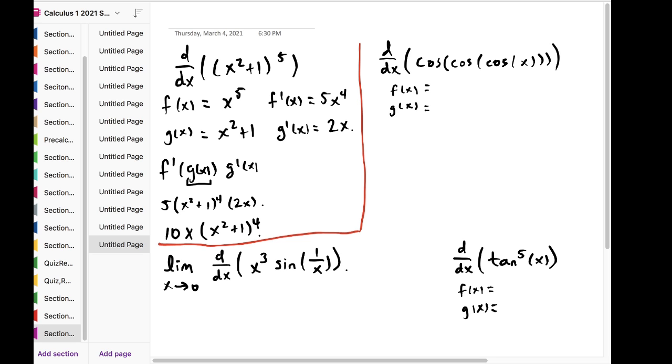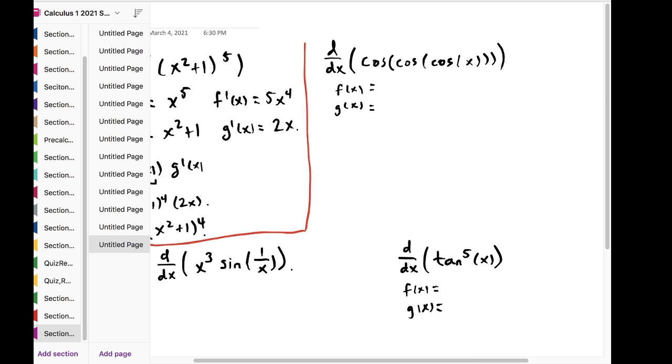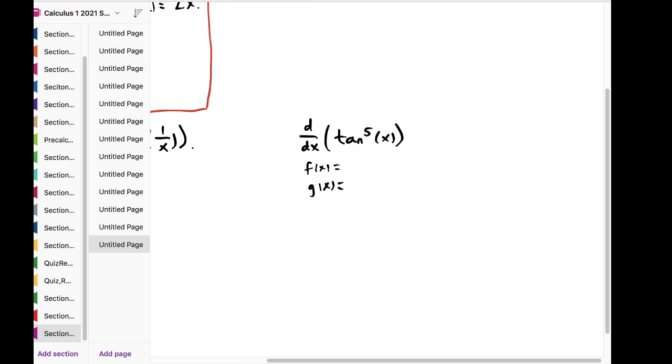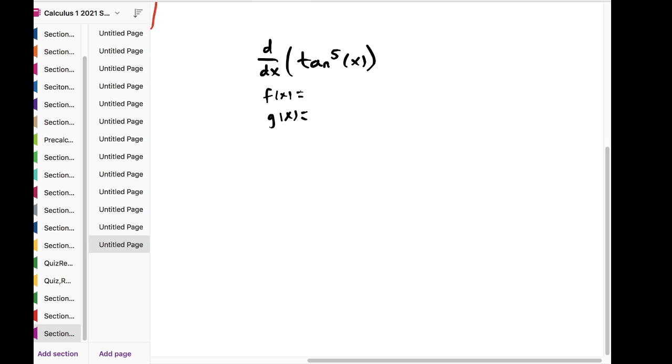Okay, what's the next hardest one? Probably the tangent one. Okay, what's f and what's g?